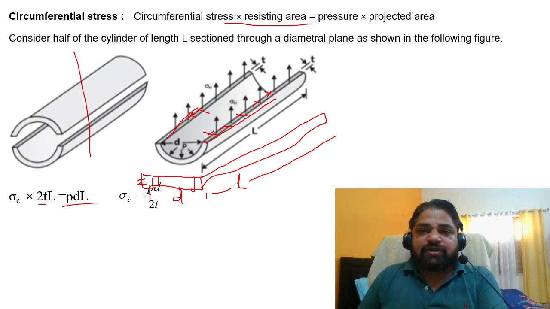P is the internal pressure. Based on the internal pressure, sigma c will increase if P increases, or if D increases. If T increases, sigma c is going to decrease.